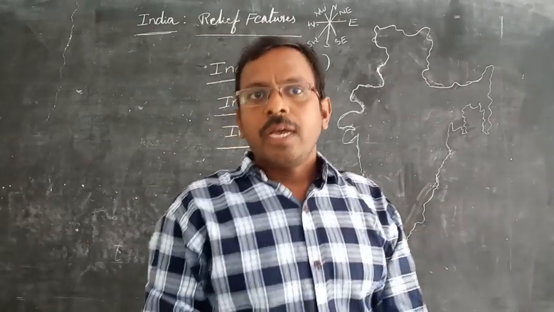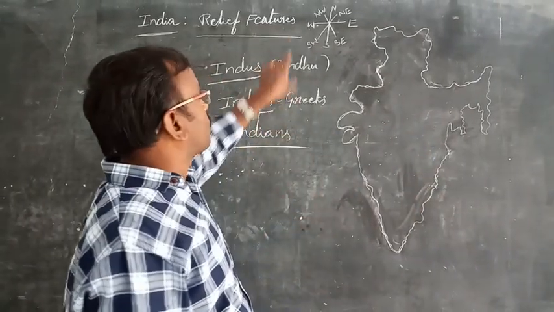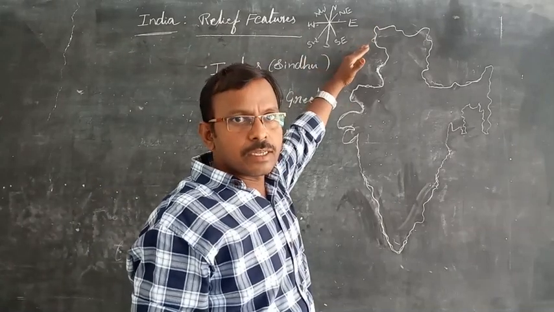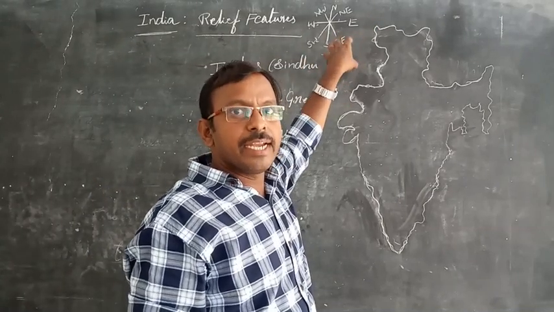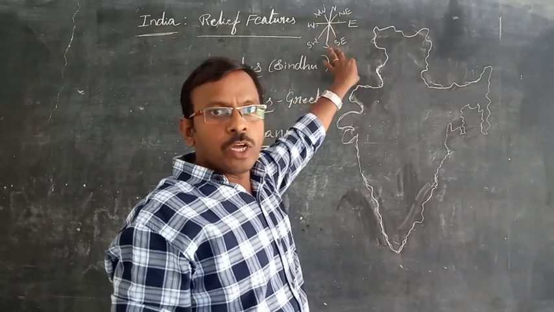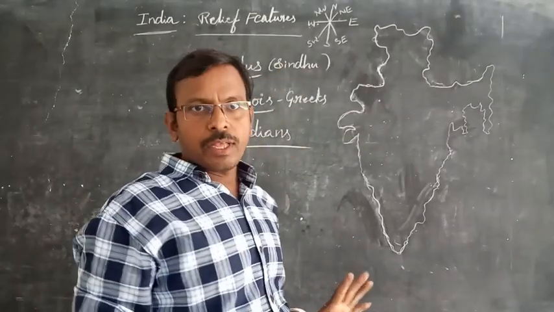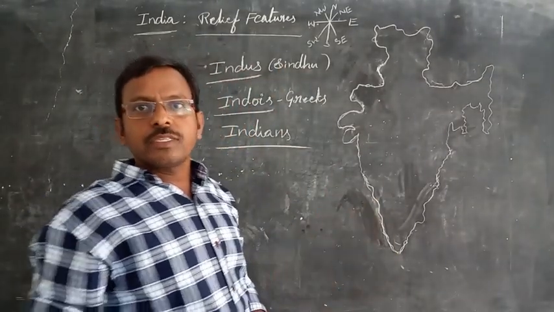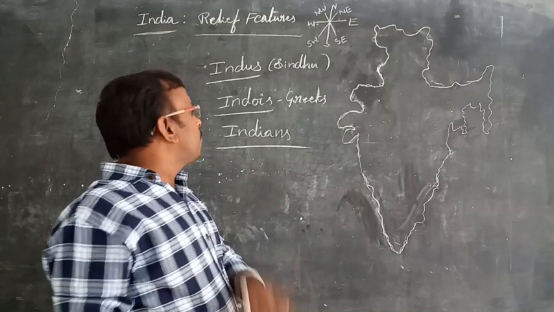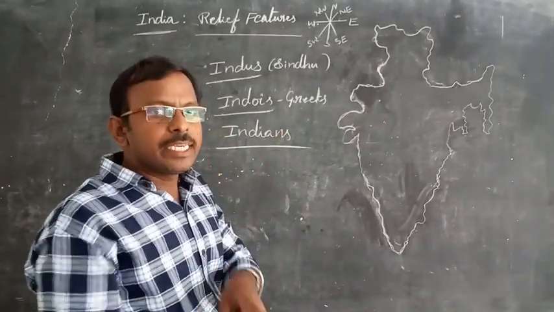Have you understood how the name of India derived? In the northwest part of India there is the River Indus. Around the Indus River, the people who lived were called Indois by the Greeks. Later, when Britishers entered India, they called them Indians. From that, the name of India derived.